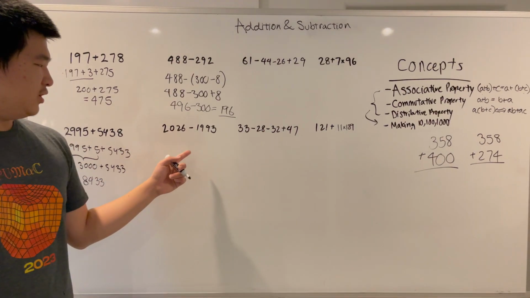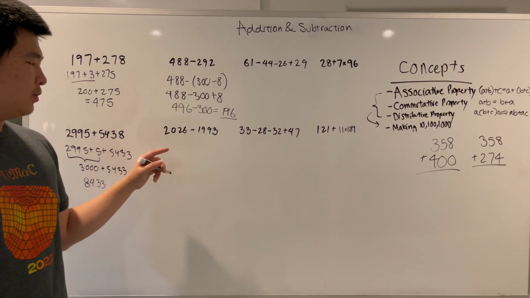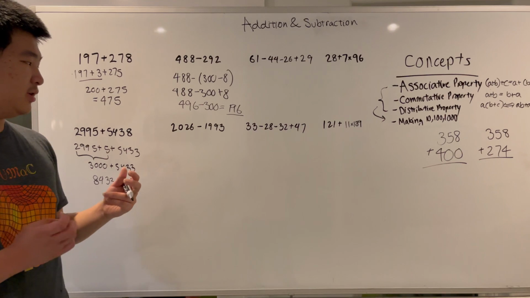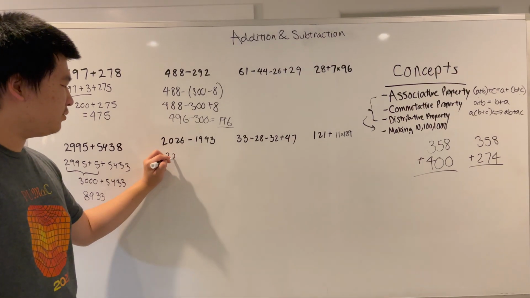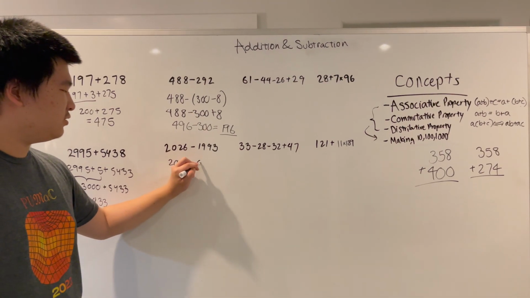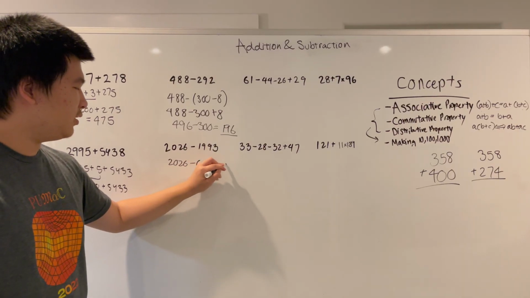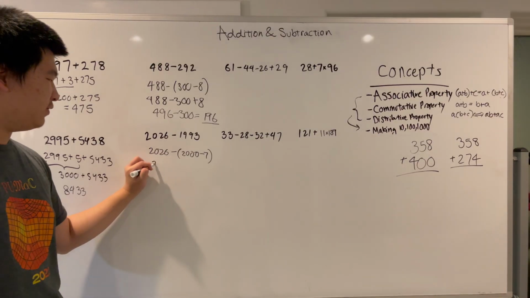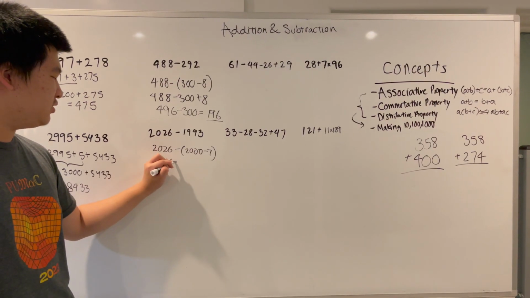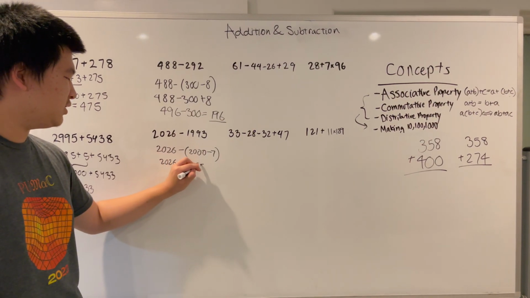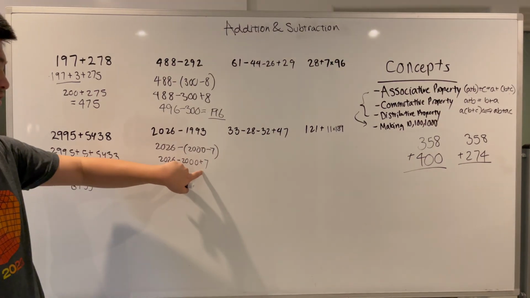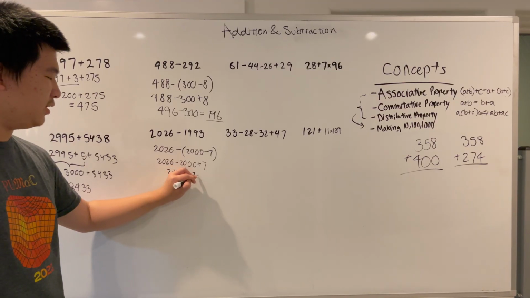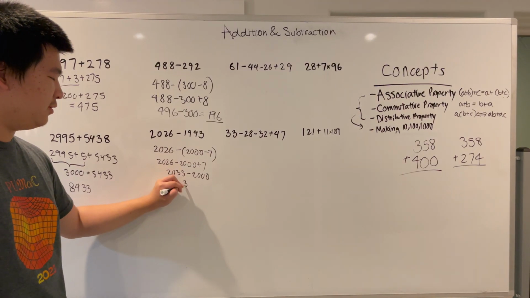So, with this question, it's again a similar idea, but we're subtracting 1,993, which is, we can notice, really close to 2,000. So we can write this as 2026 minus parentheses 2,000 minus 7. And then again, using the distributive property to get rid of these parentheses, we have 2026 minus 2,000 plus 7, which we can group these two and add them, is 2,033 minus 2,000, which is simply 33.